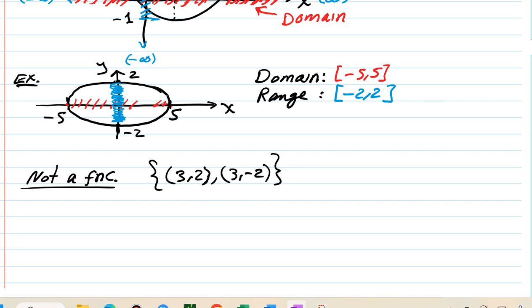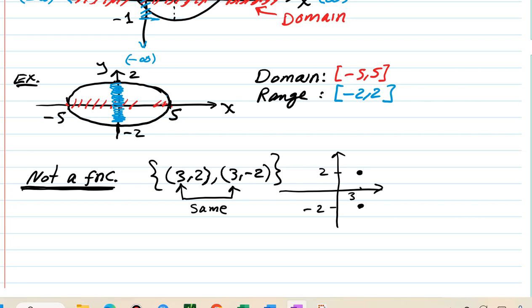Okay, now if I plot these 2 points on the Cartesian coordinate system, let's say here's (3, 2), and this point there is 3, and this would be (3, -2). So I plotted a couple of points here, right? Now, because the first numbers are the same, we know that this is not a function, right? So this is not a function as we stated it.